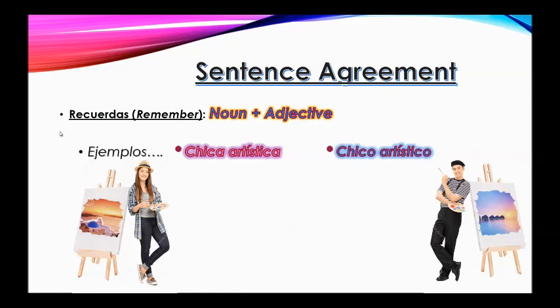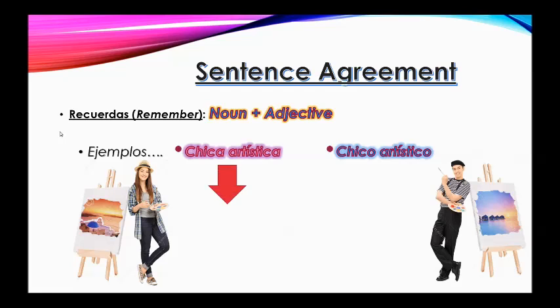And then also with adjectives, it always has to agree with the noun in the sentence. For example, chica artística. And remember, it always goes in that order. Noun, adjective, which is the reverse of English. So we're really not saying an artistic girl, we're saying girl artistic.